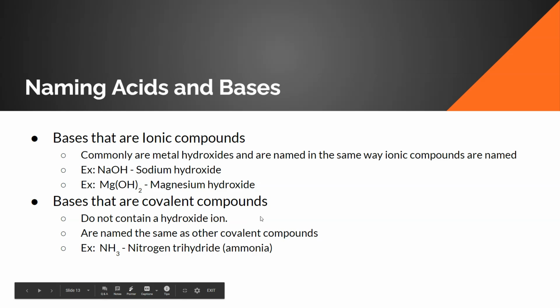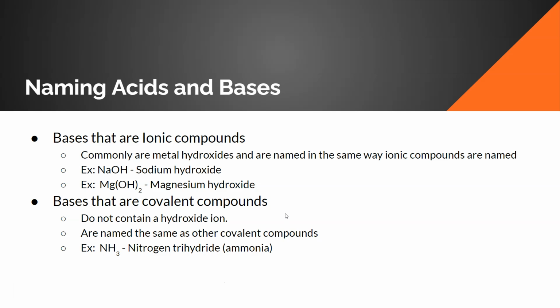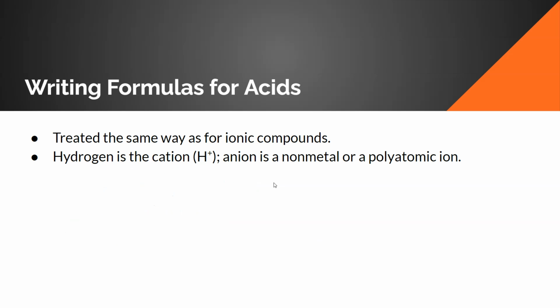With writing formulas for acids and bases, these are still ionic compounds. You're still going to write them just like any other ionic compound. With the note that the cation for acids is always a hydrogen ion, an H plus one. And the anion is some nonmetal or polyatomic ion. So you'd still use the Criss-Cross method to figure out their formulas.